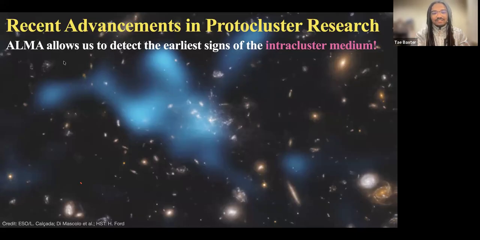So this is a sign of the intracluster medium. It's showing that even 10 billion years ago, this intracluster medium was starting to form. And folks are trying to understand what this hot gas, what impact it is having on the galaxies that live in this protocluster.